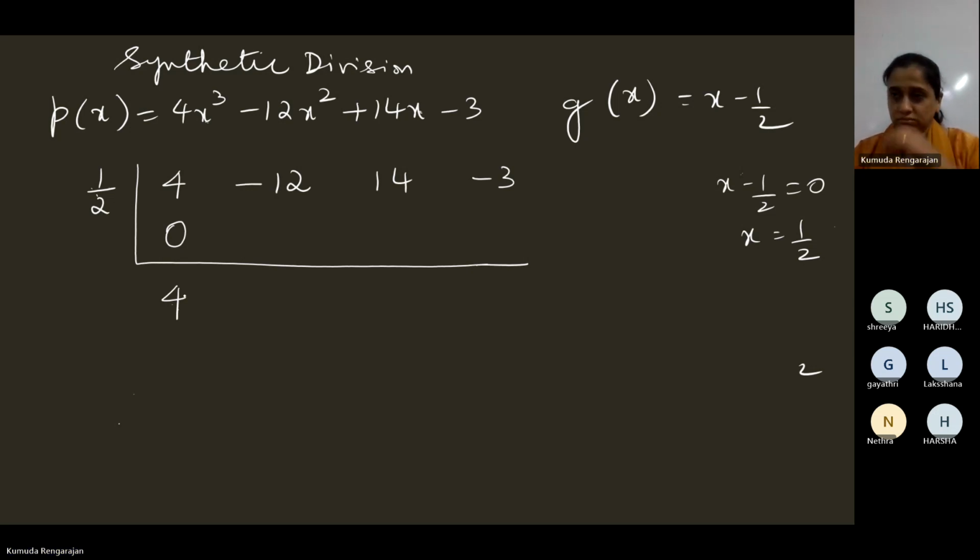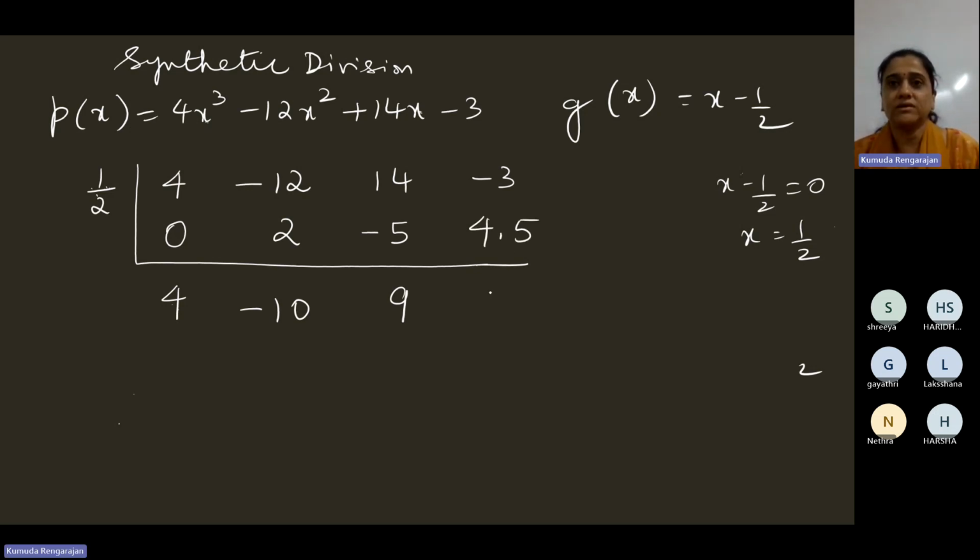What is half into 4? 2. Now what is minus 12 plus 2? Minus 10. Now multiply half and minus 10. Minus 5. What is 14 minus 5? 9. What is 9 into 1 by 2? 4.5, or 9 by 2. And what is 4.5 minus 3? 1.5.